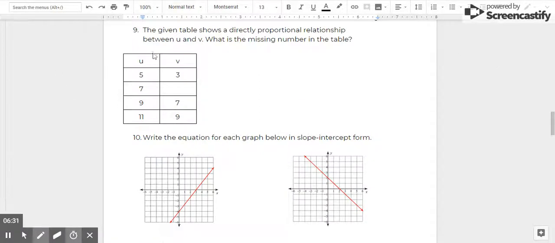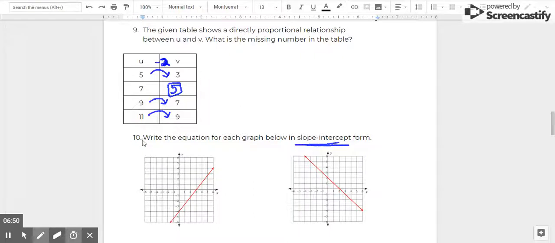And let's find the pattern. 5 to 3, 9 to 7, 11 to 9. The rule is if you subtract 2 from the input, you're going to get the output. So 7 minus 2, 5. This is the answer. Number 10, so write an equation in slope-intercept form.